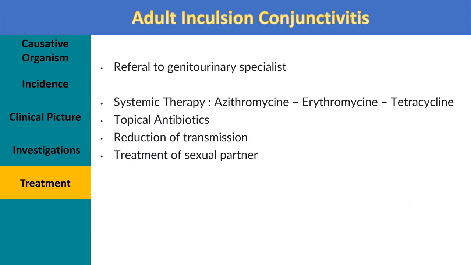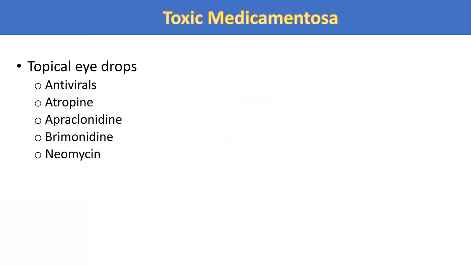Okay, so this will be the other reason for follicular conjunctivitis. The last cause of follicular conjunctivitis will be what's called toxic medicamentosa. It was found that there are some drugs that will cause irritation to the conjunctiva, causing follicular conjunctivitis, namely the antivirals and atropine, apraclonidine, brimonidine, neomycin.